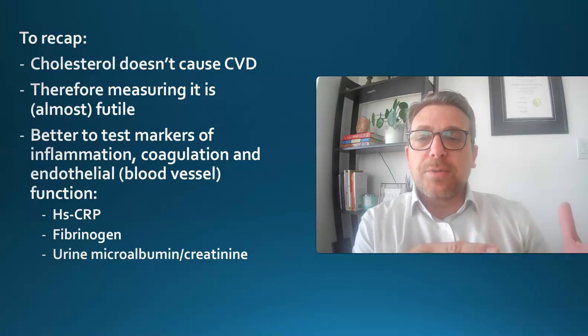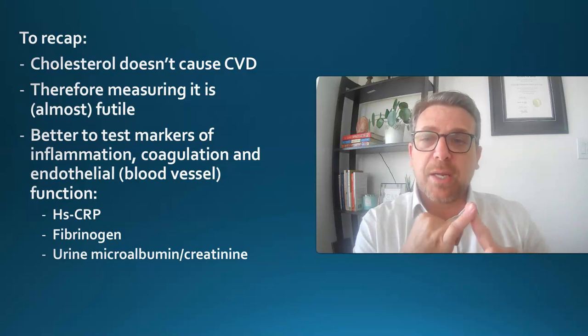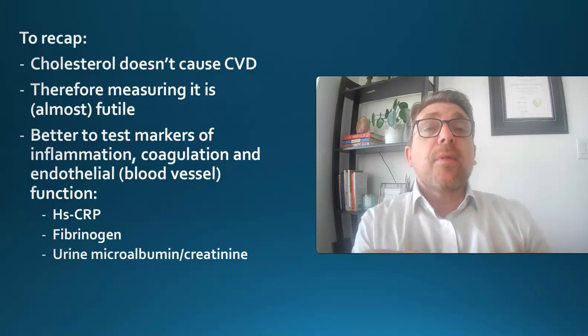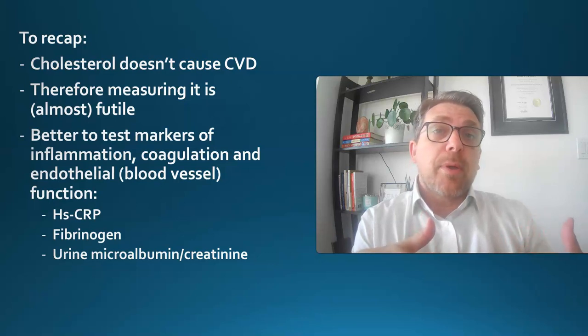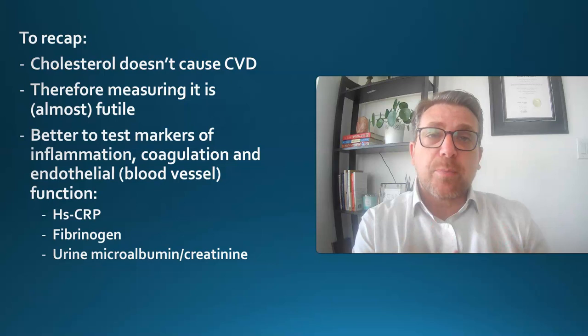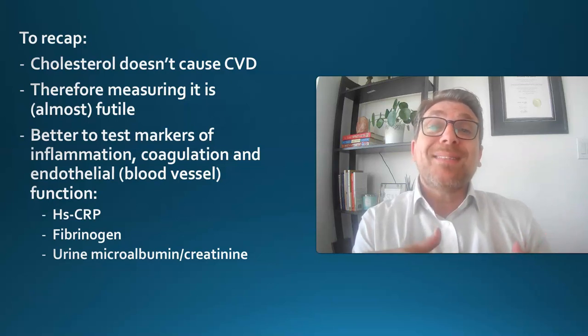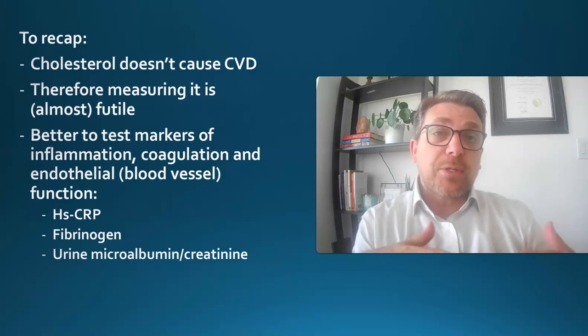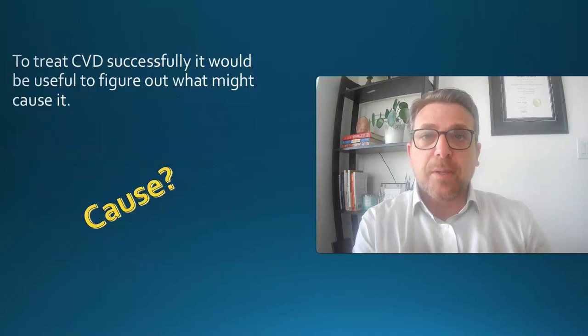And so to test those, you can test for inflammation with high sensitivity C-reactive protein, HSCRP. And inflammation brings about coagulation and scarring of the arteries, and that can be determined by measuring fibrinogen. And of course, if that process persists, then it damages the artery wall. And so it is possible to evaluate that through a urine albumin to creatinine ratio. It tests endothelial or blood vessel function.